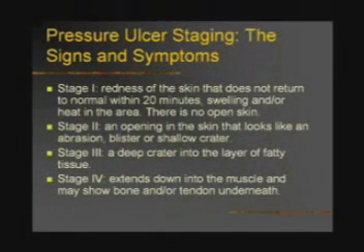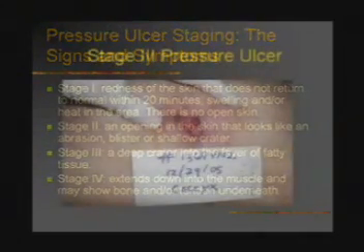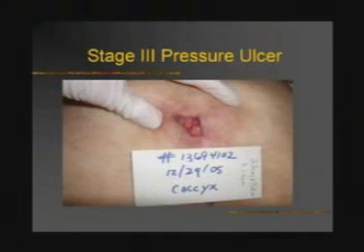A stage 3 pressure ulcer is a deep crater into the layer of fatty tissue. This is a stage 3 pressure ulcer on the patient's tailbone, the end of the spine, a deep crater, but we cannot see any bone or underlying tissue.